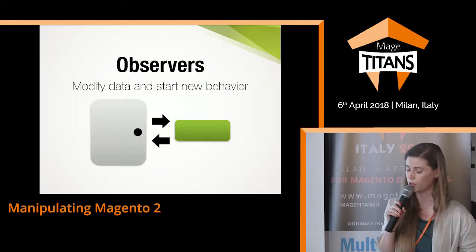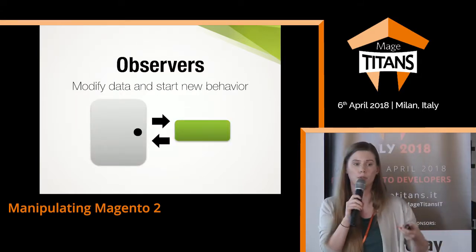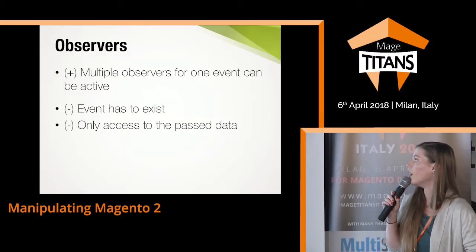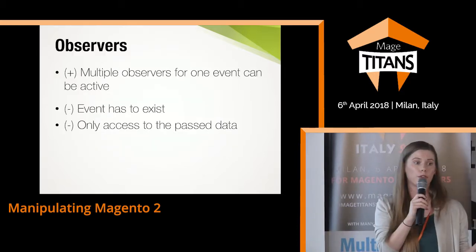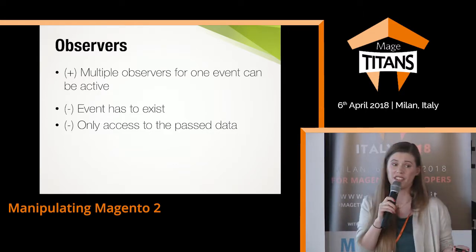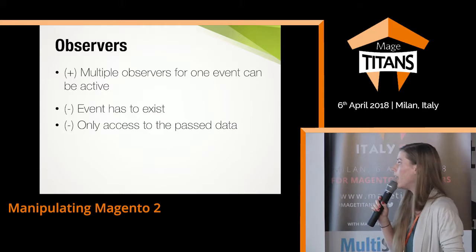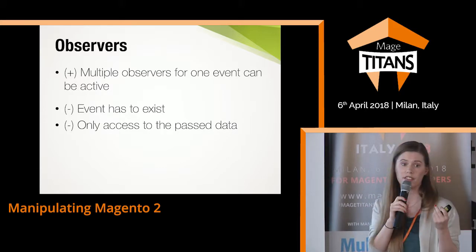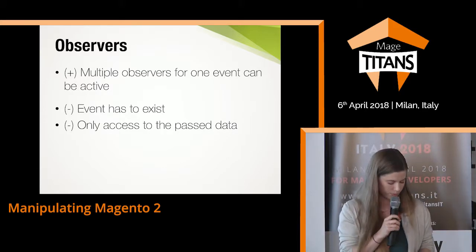Then observers can be used to modify behavior or to trigger new behavior. Advantage is that multiple observers for one event can be active, and a disadvantage are, first of all, an event has to exist, else you can't use it. And you can only have access to that data that is being passed.